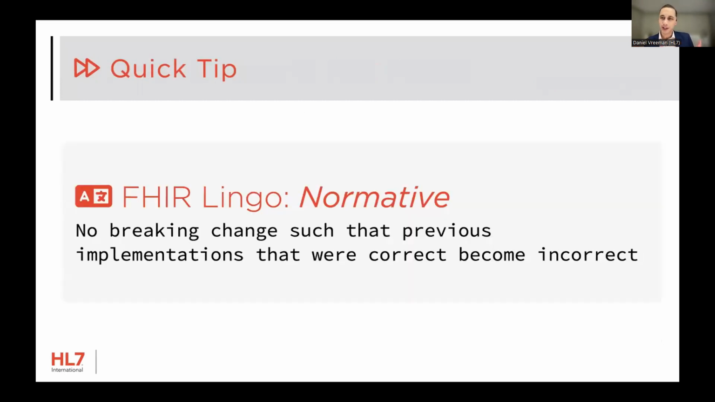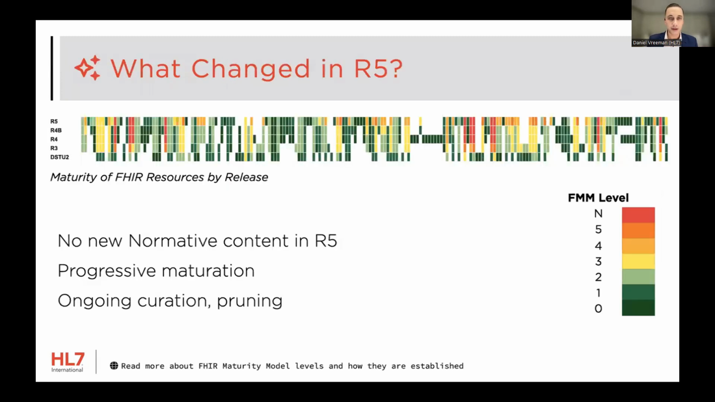So as I describe Release 5 and its transition from Release 4, I wanted to define for you this term we use in the FHIR world called normative, which is a label that we use to describe a mature state of a specification or component of a specification where no breaking changes are allowed, such that previous implementations would become incorrect. And so when we think about what changed in Release 5, one of the things that occurred was that we didn't label any of those resources as normative that were not previously named normative, and that was intentional.